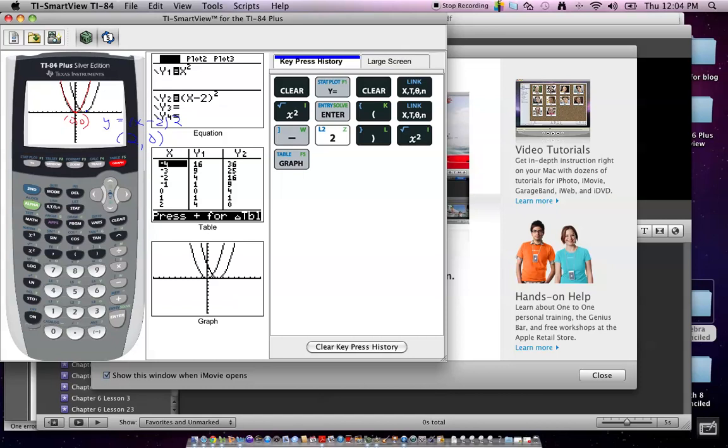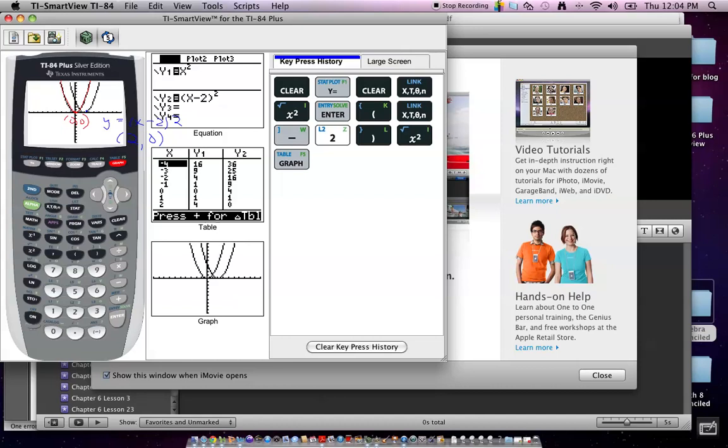Look at the coordinates of the red one, and look at the coordinates of the blue one, for the vertex. What are the coordinates of the red one? 0, 0, the vertex. What are the coordinates of the vertex of the blue one? What was the equation of the blue one? Y equals x minus 2 squared, in parentheses. Do you think that the 2 in the equation might have anything to do with the 2 in the coordinates of the vertex? Absolutely. That is not a coincidence.